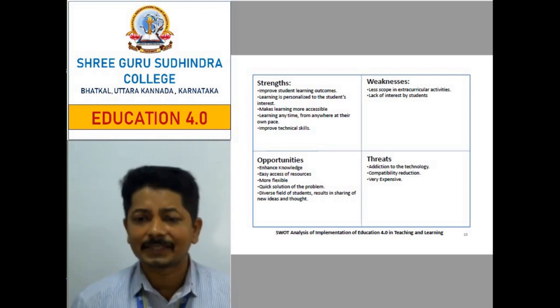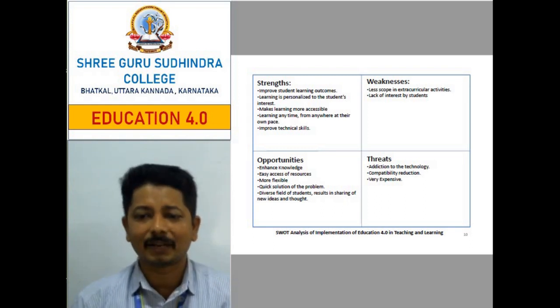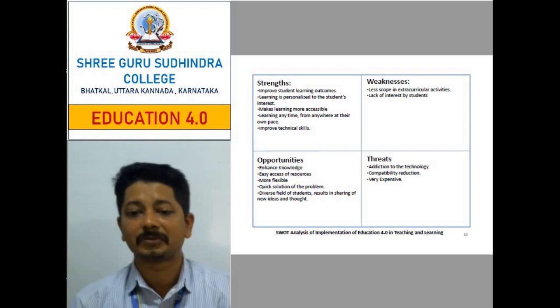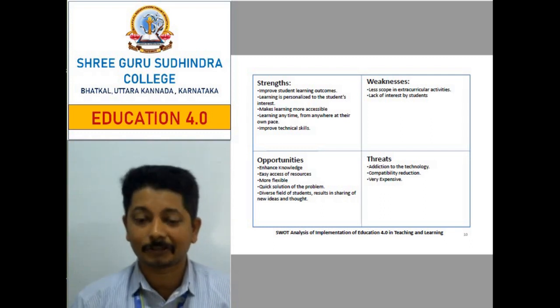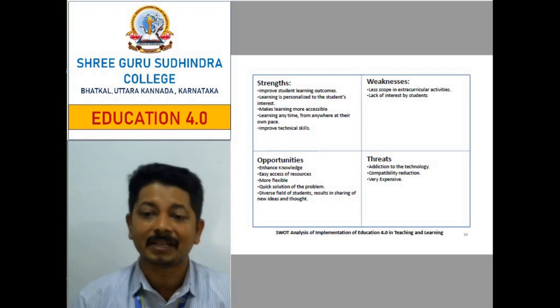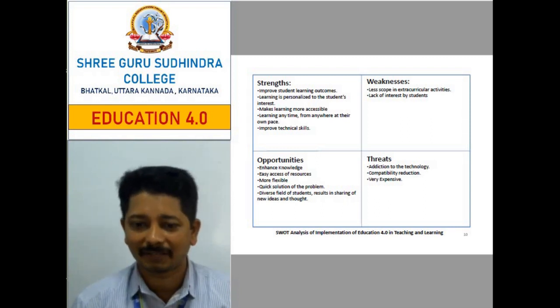Another weakness is lack of interest by students. When the system becomes more flexible, and you give students the opportunity to learn at their own pace, their own time, they may not show interest. There should be some restriction, there should be some discipline. That is not possible with 4.0, that is a great weakness.